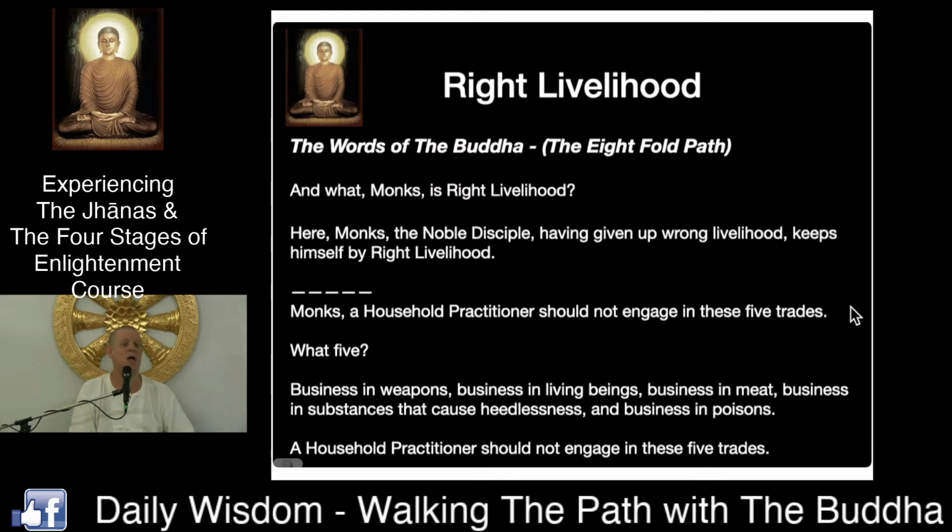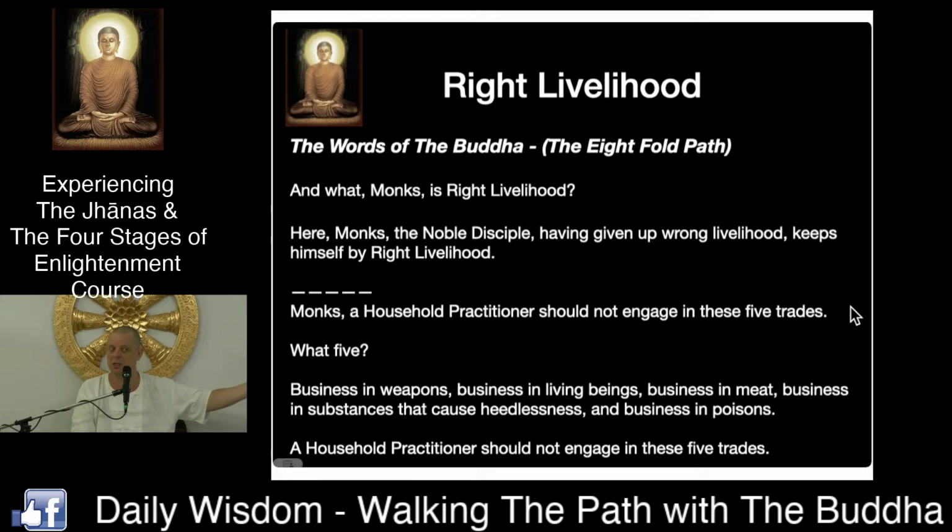Then there's right livelihood. What right livelihood is how you choose to sustain your life. This is the way that you acquire a certain income and acquire the basic needs in order to sustain your life. And the Buddha is teaching you to sustain your life through a way that doesn't cause harm to others. So he gives you these 5 livelihoods that would cause harm, like business and weapons, living beings, meat, substances that cause heedlessness, and poisons. And you can independently verify each of these.